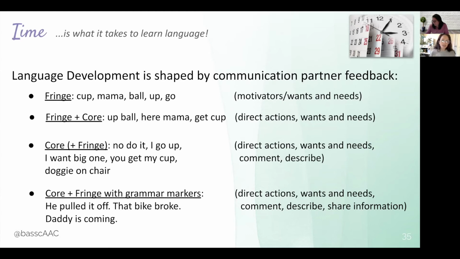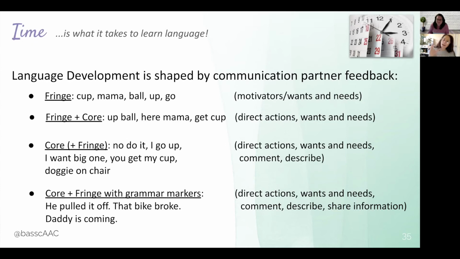So looking at this, a lot of children may start using some nouns early on to communicate because they're really motivating and meaningful. So cup, mama, ball. They're motivational. They give us our wants and our needs. But then we start to see some core words come into those early words, very quickly after a couple of nouns. So up, go. Want, no.